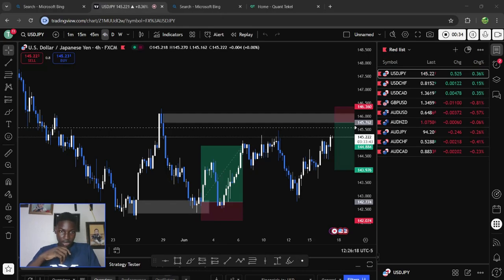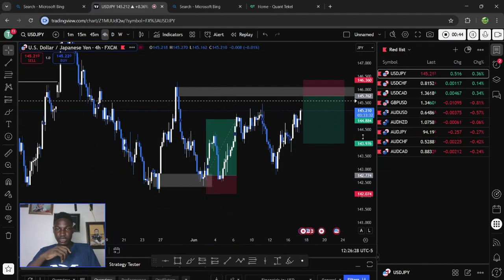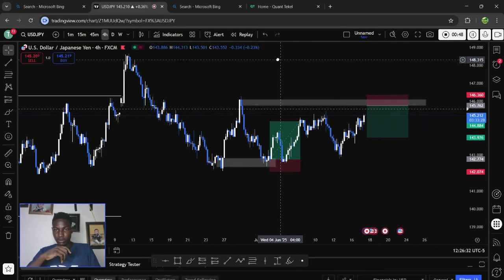So currently, I'm planning to enter two trades, USDJPY and GBPUSD, in the context of the prop firm challenge. So this is the USDJPY trade breakdown.